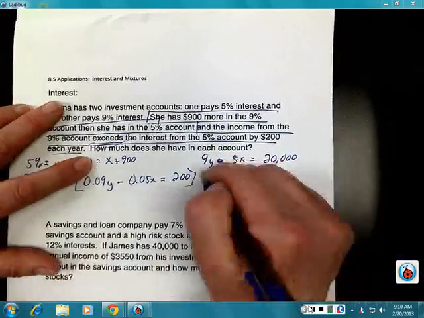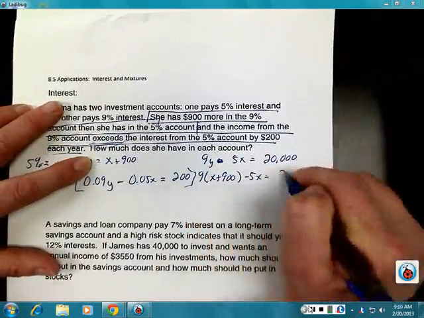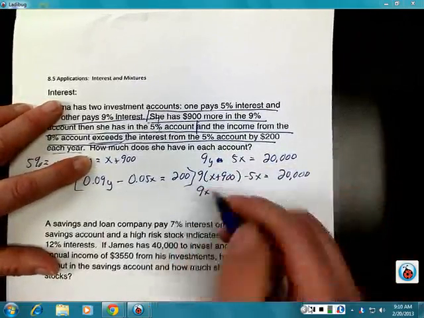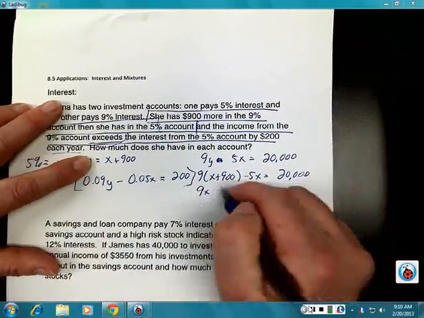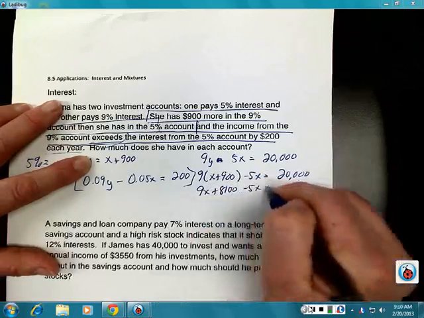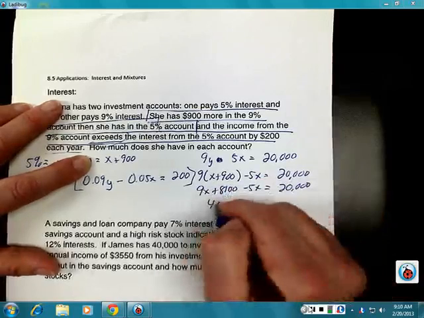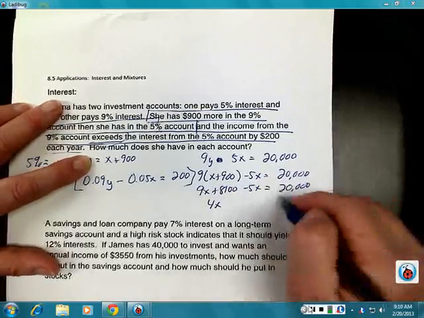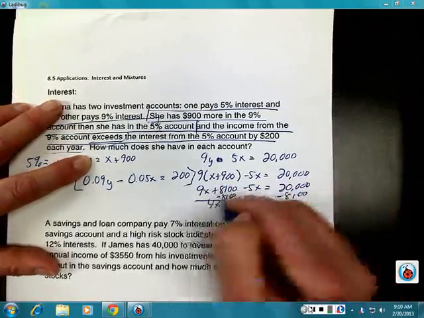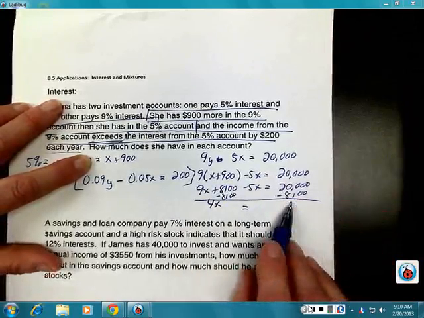Now if I substitute it in, I'm going to have 9 times X plus 900 minus 5X equals 20,000. So 9 times X is 9X. 9 times 900 is 8,100. Minus 5X equals 20,000. 9X and a negative 5X is 4X. Move my 8,100 over. We okay with that? I think I can do that, the same part, without losing some of you. And 20,000 minus 8,100 is what?